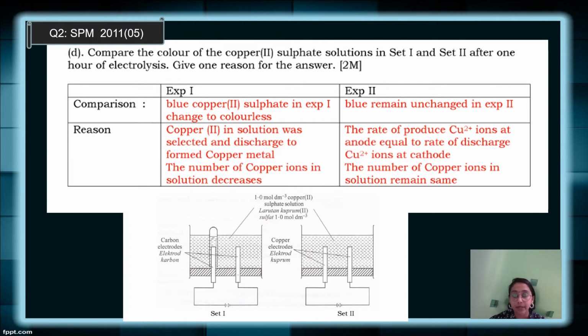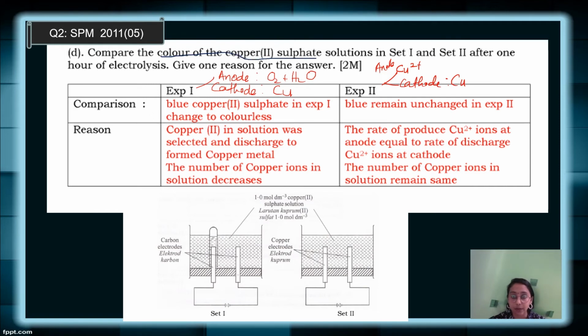Okay, as you can see here, experiment 1, if you still remember, the anode just now forms oxygen and water, and at cathode it forms copper. Okay, but for experiment 2, just now the anode, copper 2 ions are formed at the anode. Okay, at cathode copper metal deposited.